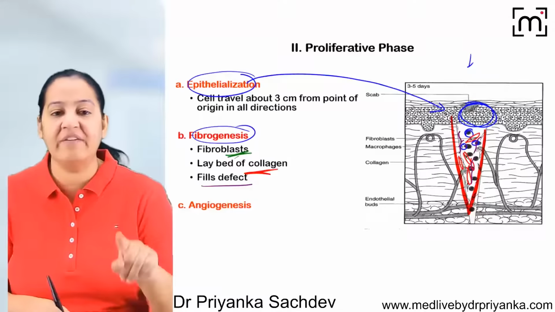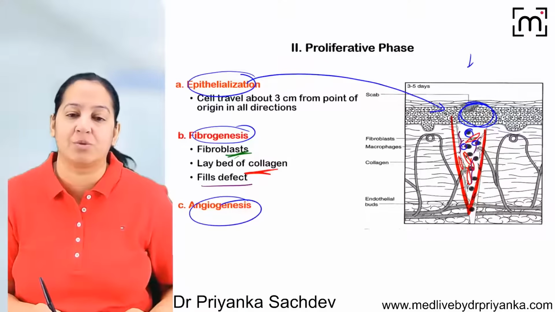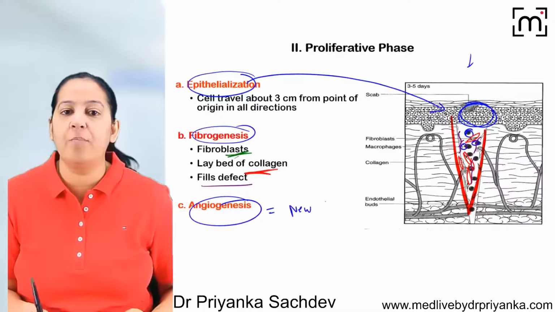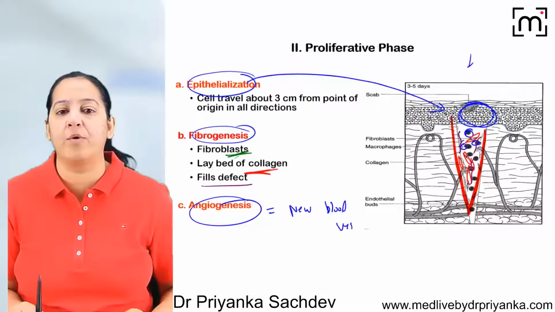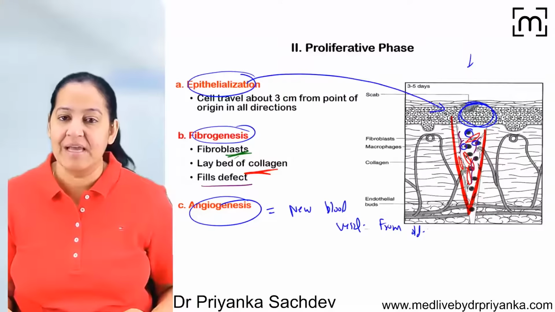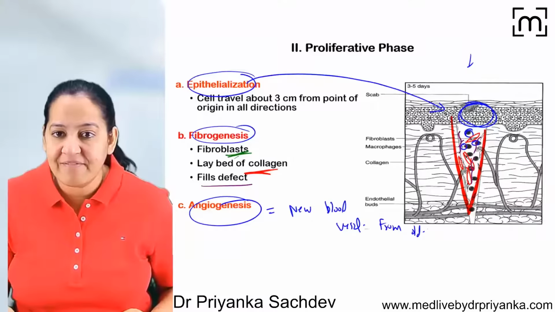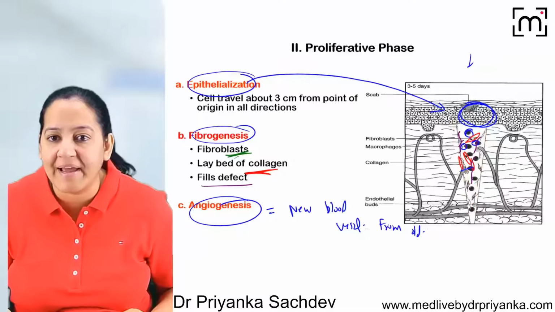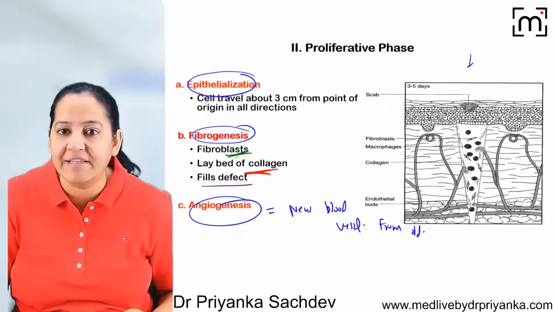Okay, and the third thing which is taking place here is angiogenesis. What is angiogenesis? Formation of new blood vessel from the old one. That is angiogenesis. Where are the blood vessels? Can you see the blood vessels here? Let me show you. Let me erase this and let me highlight the blood vessels.